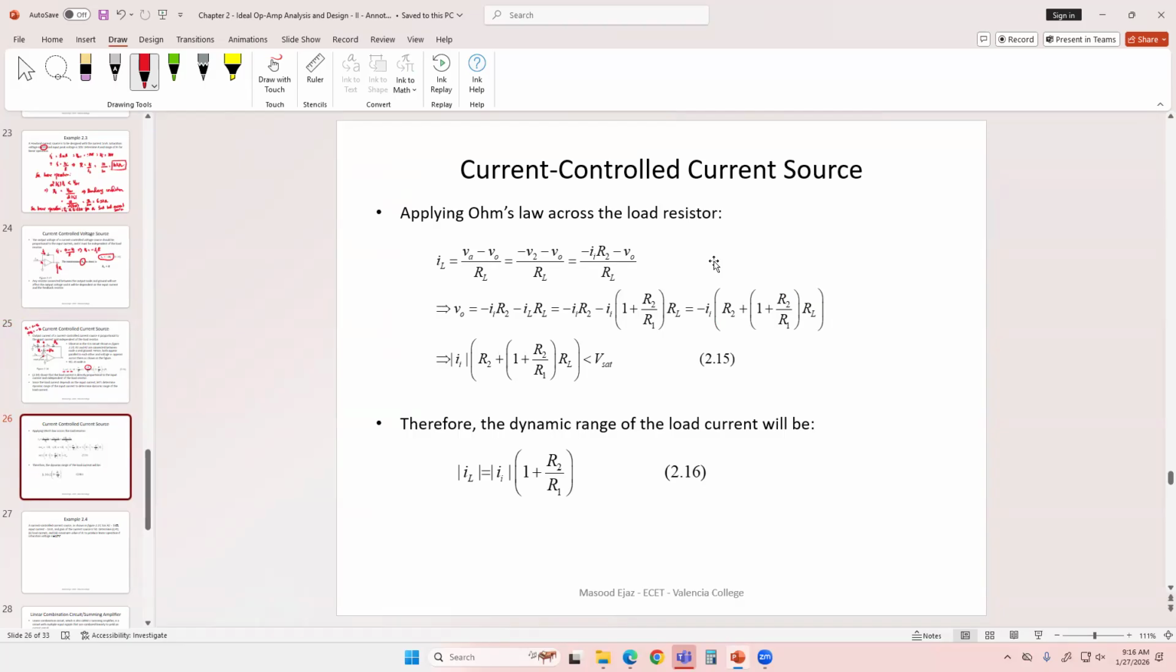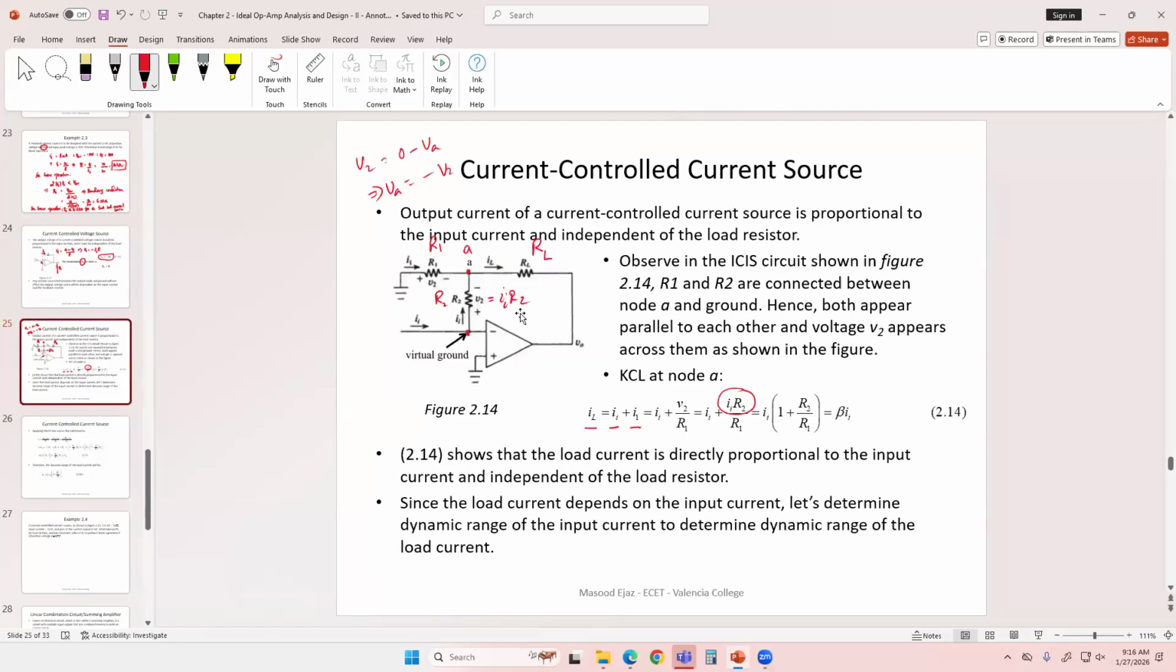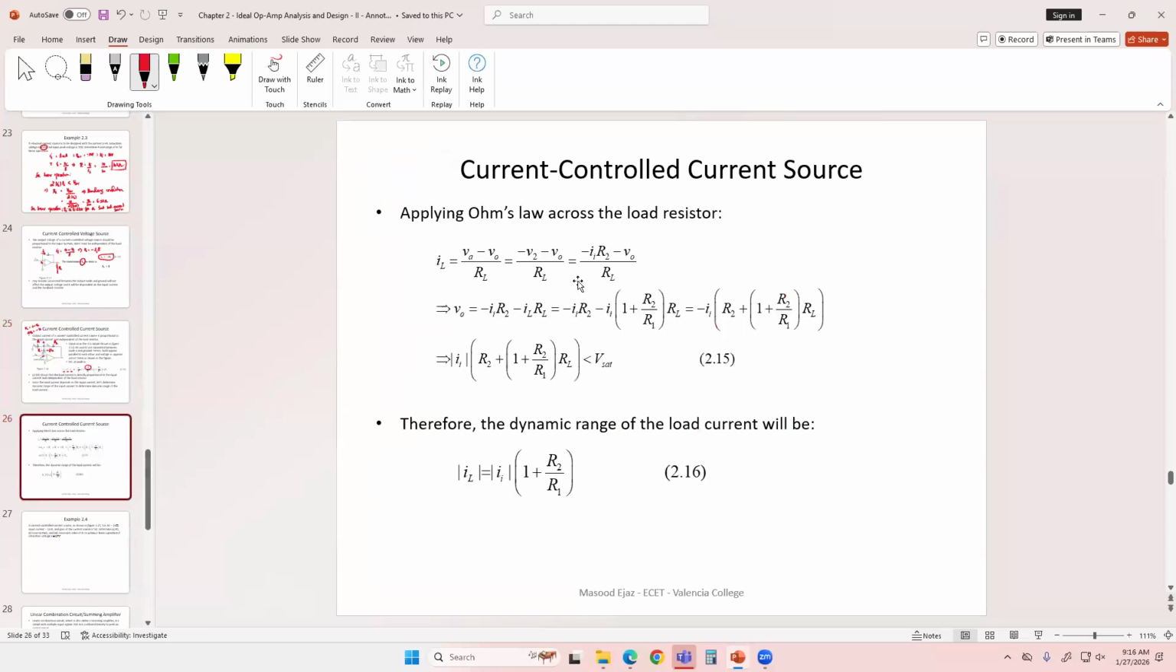And V2 is I input times R2. I'm going to go ahead and put that, and then write this in terms of V out. So V out is equal to I1 times R2 plus IL times RL, or minus IL times RL. Multiply both sides by -1.